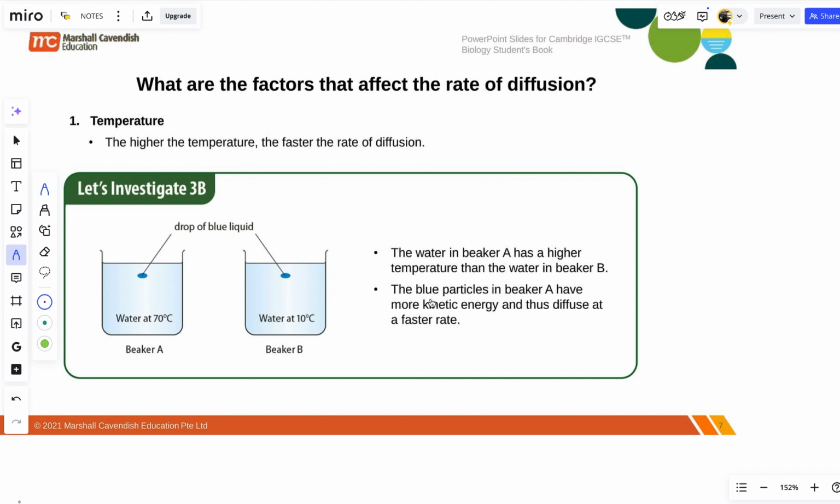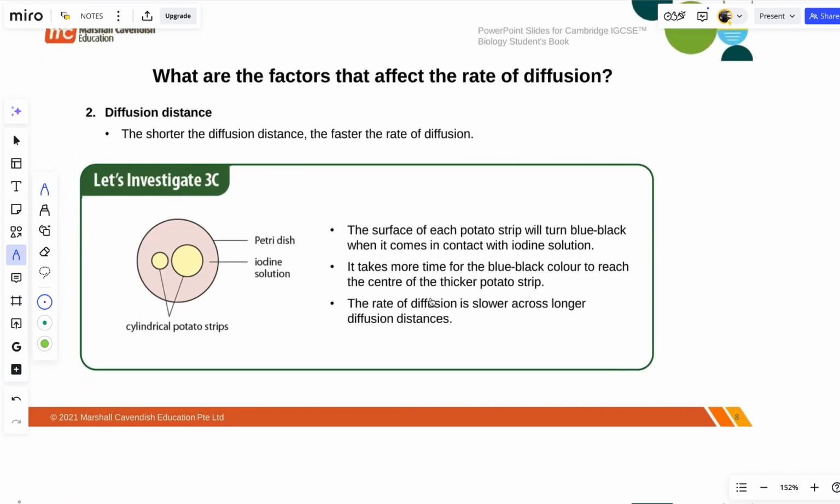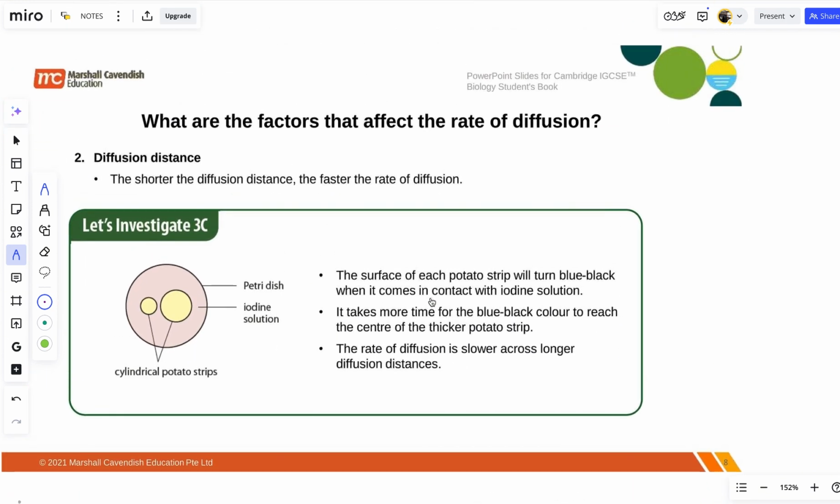So the higher the temperature, the faster the rate of diffusion that will take place in the substance. Now let's move on to the next one. What are the factors that affect the rate of diffusion? Let's begin to mention them. Number one was temperature. We said the higher the temperature, the faster the rate of diffusion.